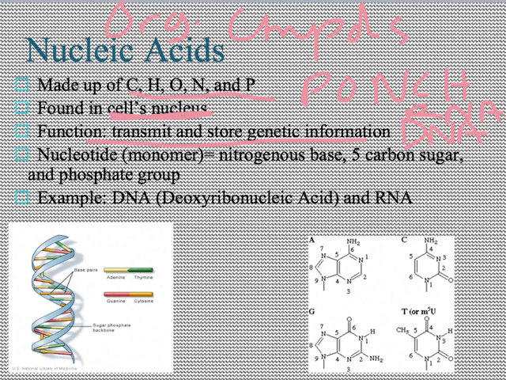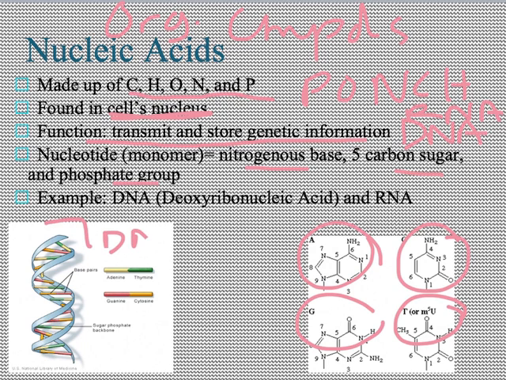Alright, a monomer of a nucleic acid is called a nucleotide, which is these little things. Alright, which is made up of a base, a sugar, and a phosphate group. Alright, an example of a nucleic acid is DNA and RNA, which is right here. This is DNA.